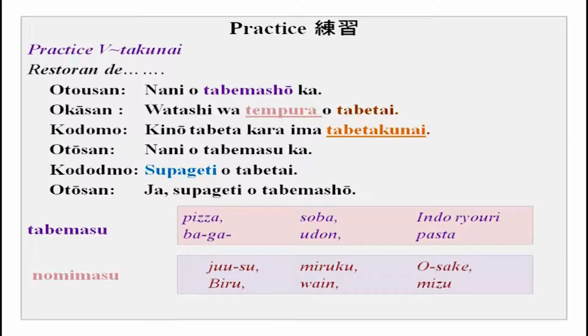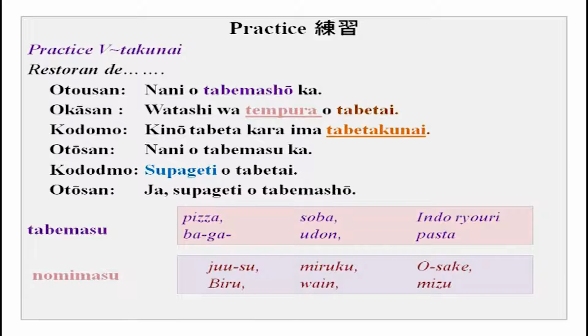So, you can replace tabemasu with any other verb that you want. It could be a different situation completely. You could replace it with nomimasu and then have the conversation. Over here, you could replace tempura with pizza, you could say soba, indoryori, burger, or baga as it is said in Japanese, udon or pasta.